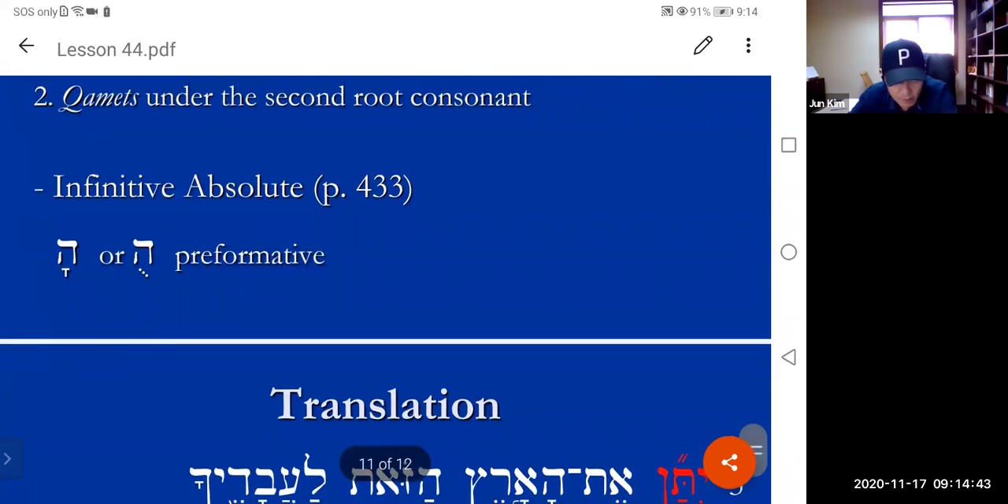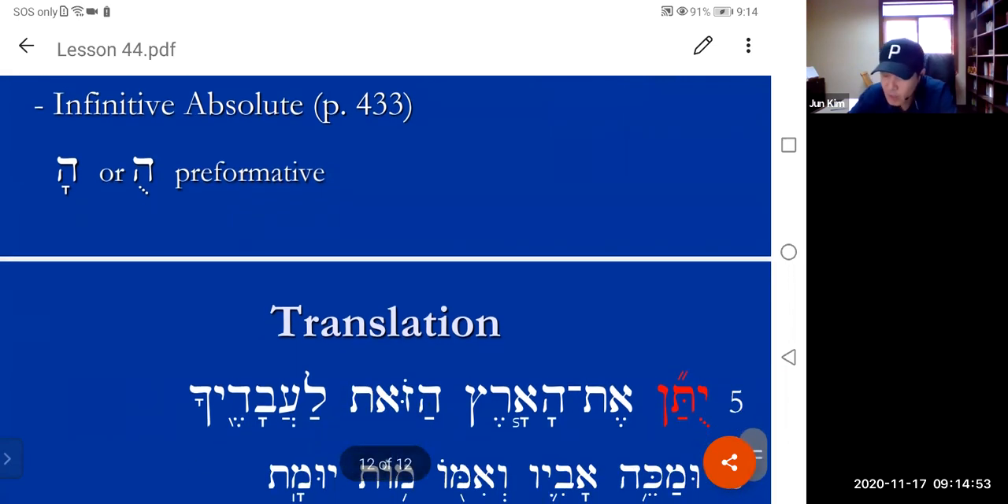I think I'm talking of the infinitive absolute form, which will also come together with the preformative ho and hu. But there must be some changes in terms of the vowel system between the 3 MSG affix form and the infinitive absolute form. So you need to go to the verb chart and compare them, and you will be able to recognize it successfully.